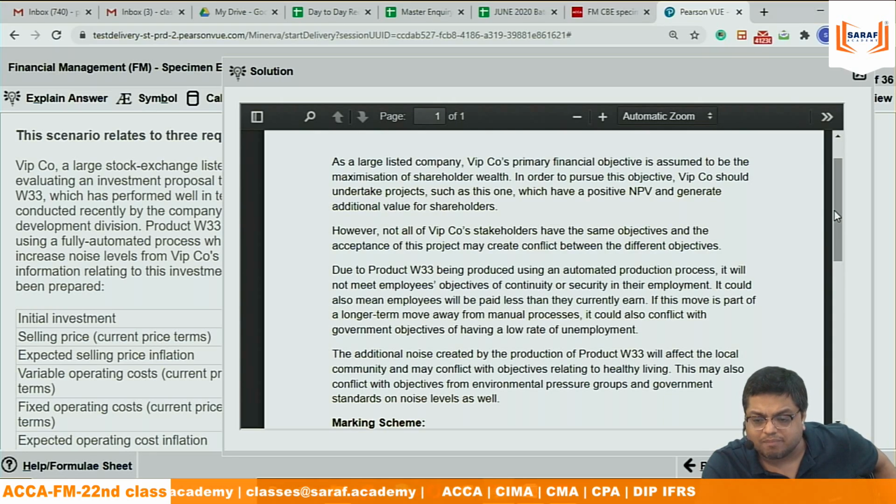It could also mean employees will be paid less than they currently earn. If this move is part of a longer-term move away from the manual process, it could also conflict with the government objectives of having a low rate of unemployment. The additional noise created by the production of W33 will affect the local community and may conflict with objectives relating to healthy living. This may also conflict with objectives from environmental pressure groups and government standards on noise levels as well.